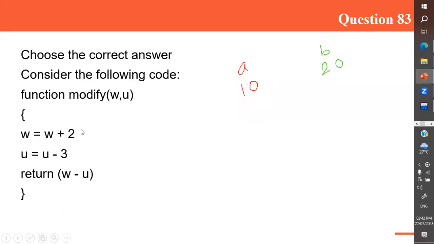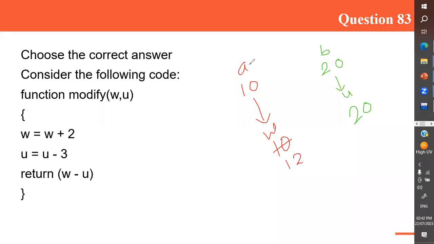Let us go back. W and U. So W will be copied as 10 by pass by value. So W value is 10 right now. And then what about B value? B value was sent through pass by reference. That is nothing but U. U is copied as 20 initially. Okay. This is clear. Then what is the modification we are making? I am making W equals W plus 2. W equals W plus 2 means W value will be modified as 10 plus 2, which is nothing but 12.